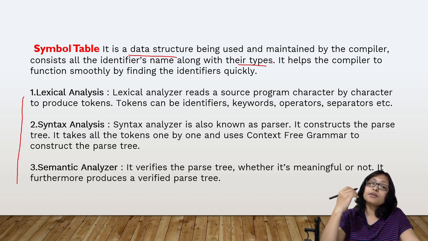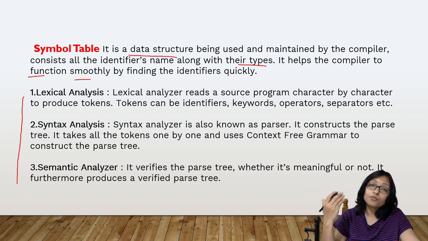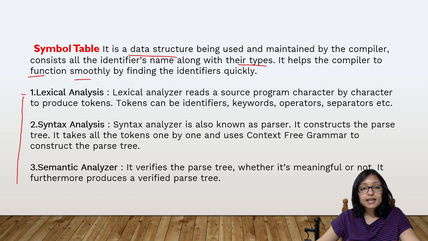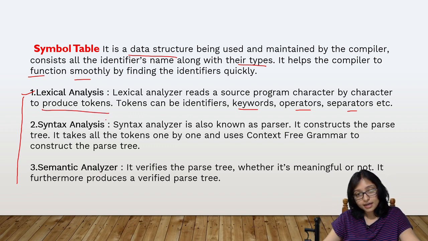So there the identifier name and the type is written, and it helps the compiler to function smoothly, because if you don't know what the type is, what I have to do, then how will it work? So the lexical analyzer reads the source code, that is keyword, operator and separator, and this token, it will read the source character and produce the token. That was the part of lexical analysis.